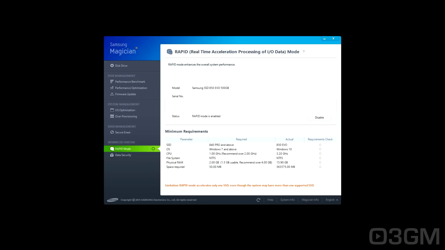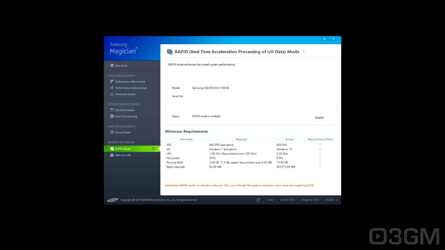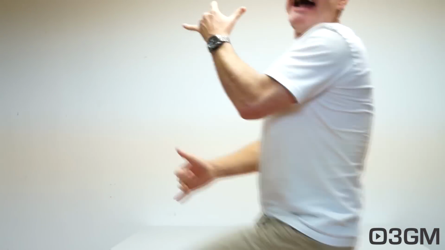And that's what you'll get with Samsung's Rapid Mode. Oh, and by the way, Rapid stands for Real-Time Acceleration Processing of I/O Data. Now, what is Rapid Mode? Well, it basically steals your system memory and uses it. It caches it. And I guess if you're a techie, you know what that means, right? That means it's going to go from holy shit to holy bah! That's what it's going to do.